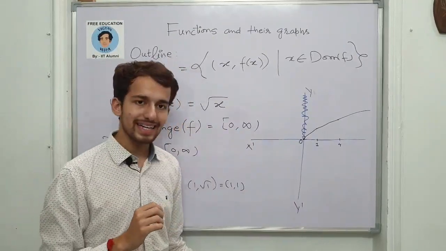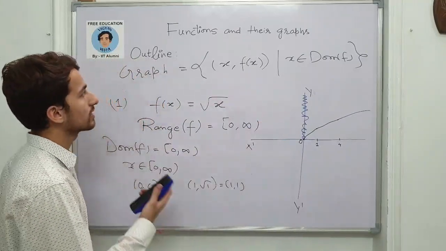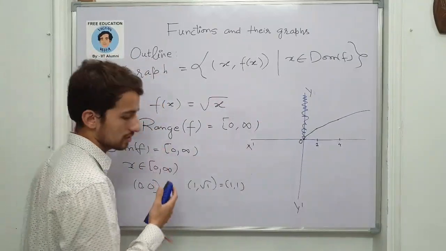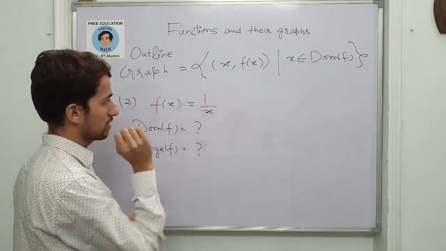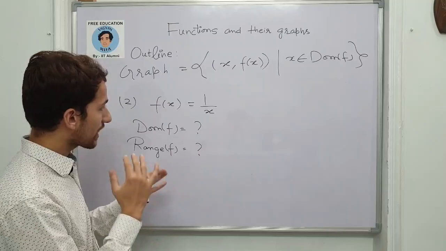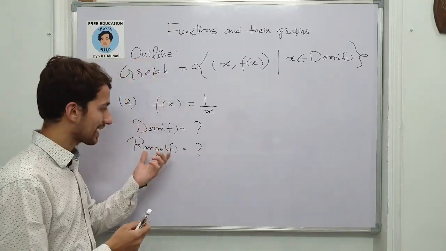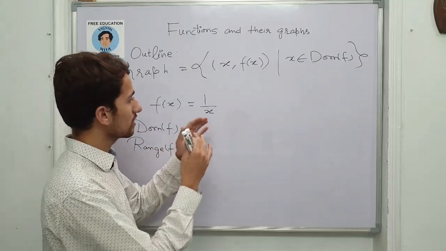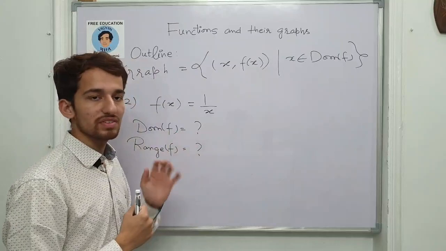Now let's move ahead and take some more examples to identify again what the domain and corresponding range of these functions are. Now let's try to understand this example. f(x) equals 1 by x. Again, we'll try to identify what its domain is and what its range is, using the same analogy which we used in the previous example.